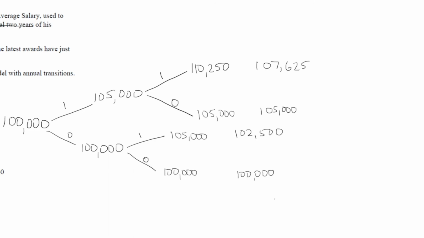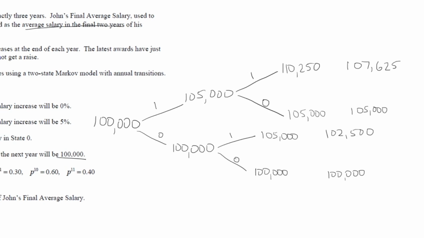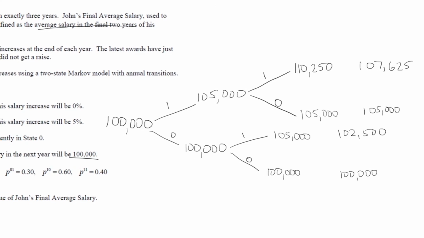So, okay, the next thing we need to do is find the probability. So we're going to need these over here. So we're starting at state 0, and then we're going to state 1, and then to 1. That's for the top one. So 0 to 1 is 0.3, and then 1 to 1 is 0.4.